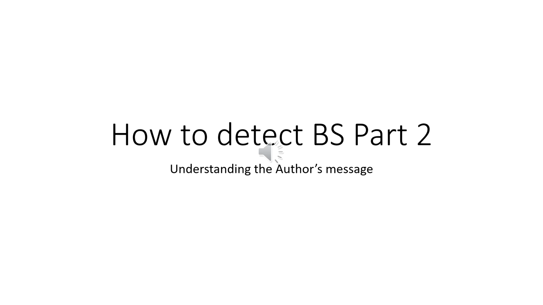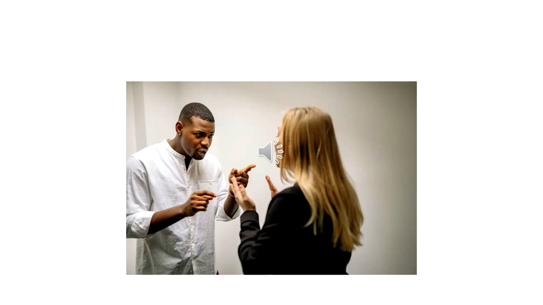In this second part of How to Detect BS, our focus will be on how to understand the author's message. Sometimes we experience intense disagreement during our conversations with one another. This could be due to the meaning we attribute to what someone says instead of listening to what our conversation partner actually wants to express to us.